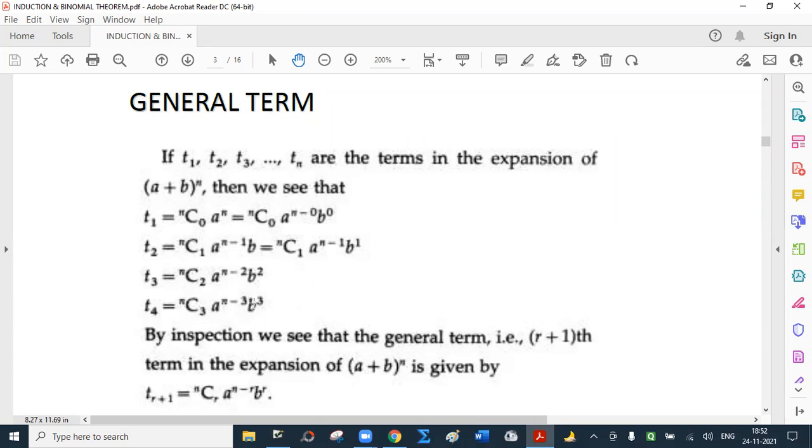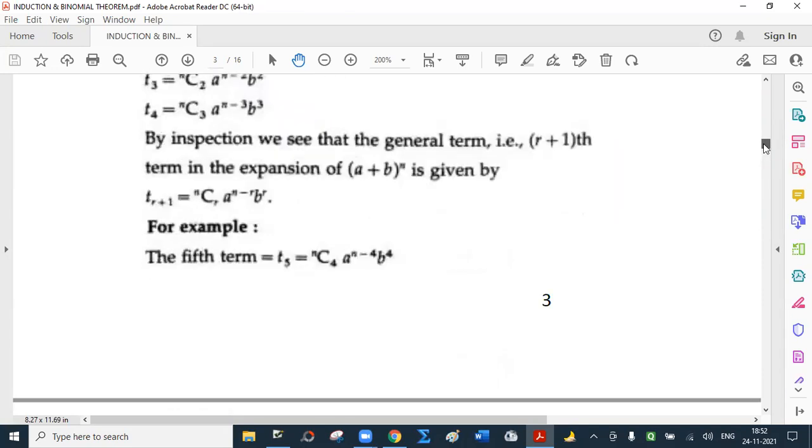By inspection, we see that the general term, that is the r plus 1th term, is given by T(r plus 1) equal to nCr a raised to n minus r b raised to r. Can be remembered easily. See, this is nCr, a raised to what? n minus r, b raised to r. Note that this is not Tr, this is T(r plus 1).